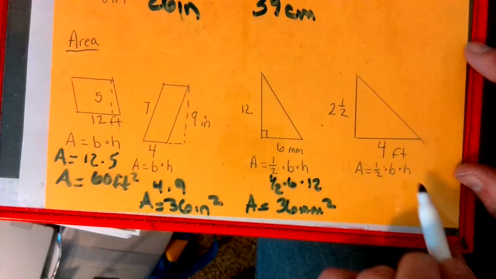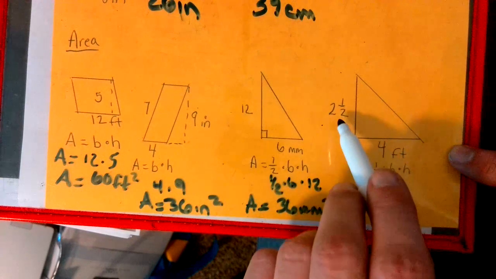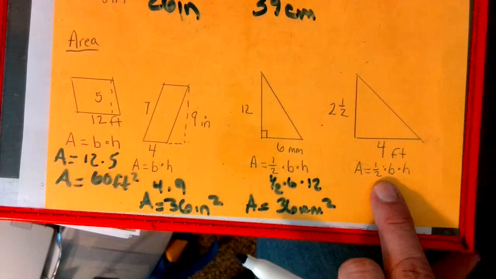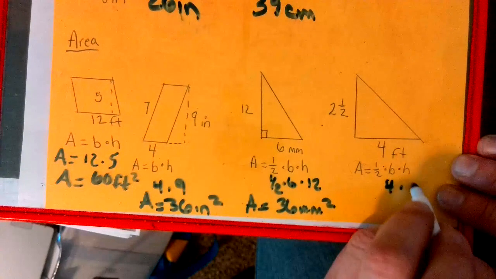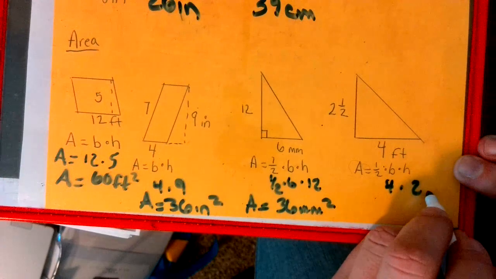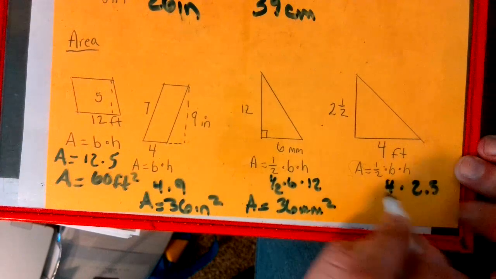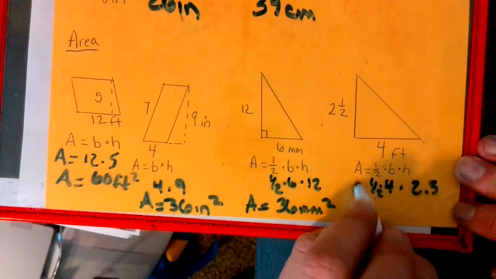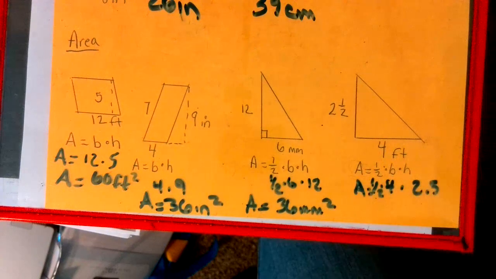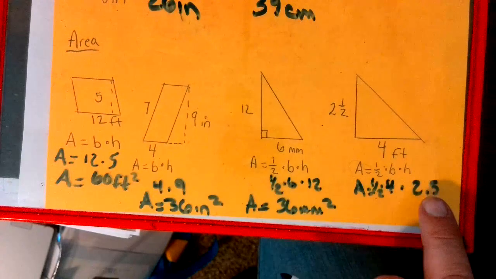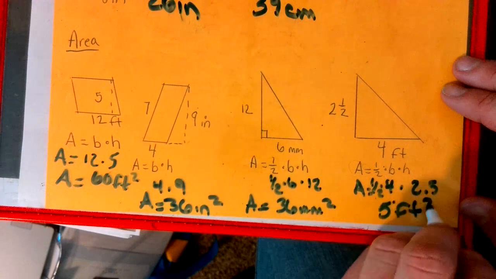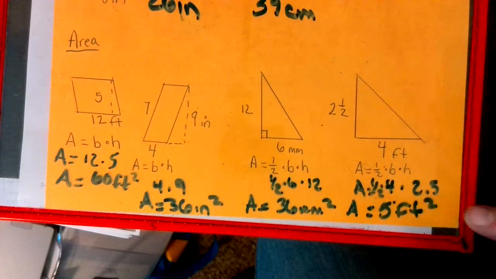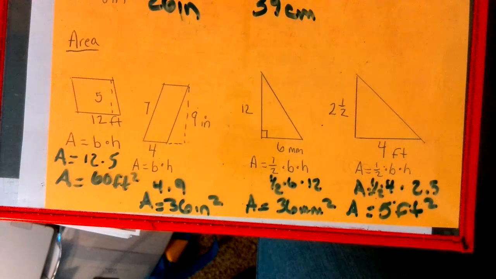Half base height. 4 times 2.5, and then cut it in half. So our base is 4. Our height is 2.5. You can do 2.5 as a fraction or turn it into a decimal. And then we have to take half of that. So we do 4 times 2.5. We're going to get 10. And then half of 10 is 5 feet squared. Big A, little 2. Okay, I'm going to pause it.